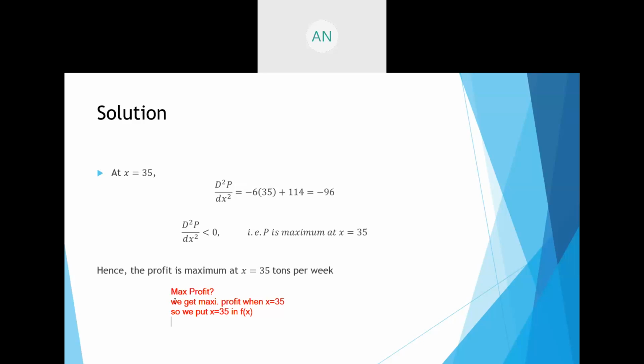The maximum profit is 10,925, whatever units, whether it is rupees or dollar, whatever is given in the question, always pay attention to that. And that is your maximum profit. All right, clear? I think it should be clear. This problem was pretty simple. Now we can go to the next problem.